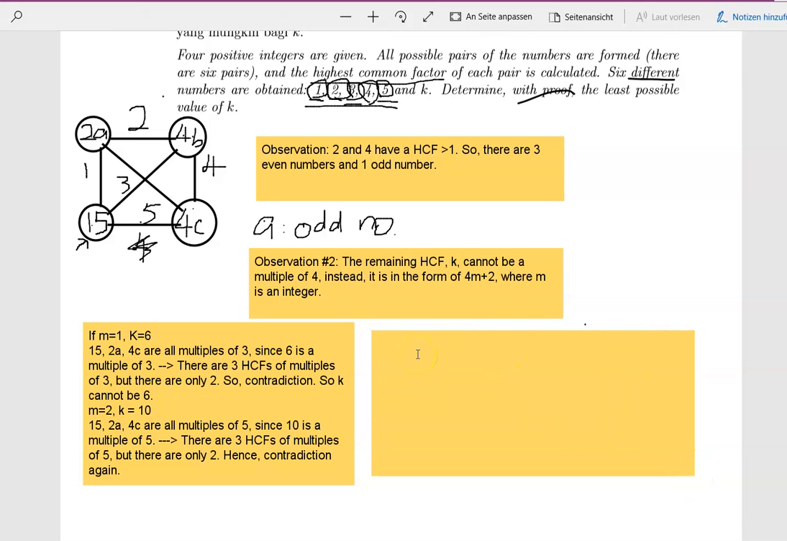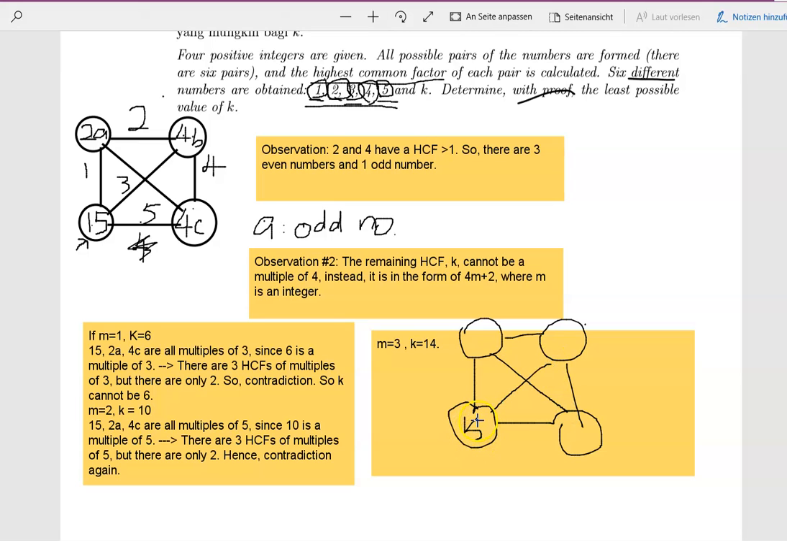Okay, so now we try m equals 3 and then k equals 14. So this is actually possible. Now what we want to do is draw this circular thing, and then we prove that such a configuration exists, and then we're done. So maybe for this odd number we'll put 15. Okay, and then maybe this has a relation of 2 and then 4 and then 14. Then we have a relation of 5.